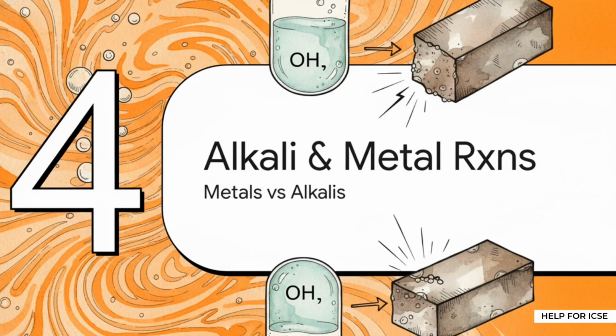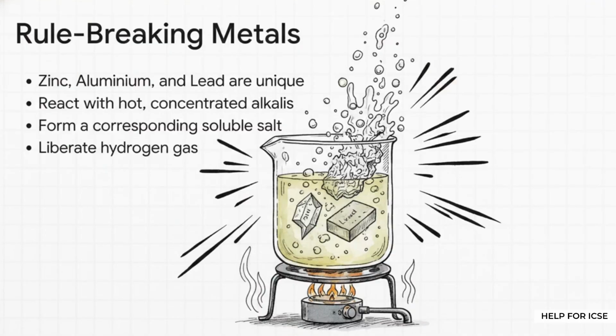All right, Section 4, alkali reactions with metals. So most metals don't actually react with alkalis at all. But zinc, aluminum, and lead, they're specific chemical rule breakers. If you expose them to hot, highly concentrated caustic alkalis, like sodium hydroxide or potassium hydroxide, they react violently. They form a soluble salt and, crucially, they bubble up and liberate hydrogen gas.